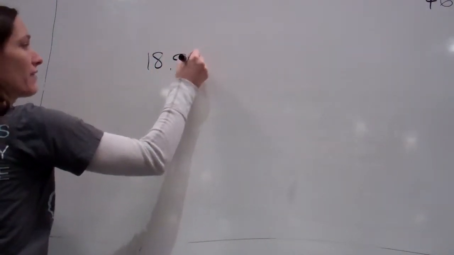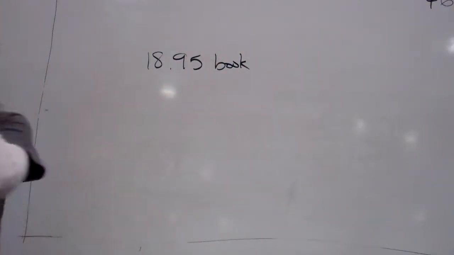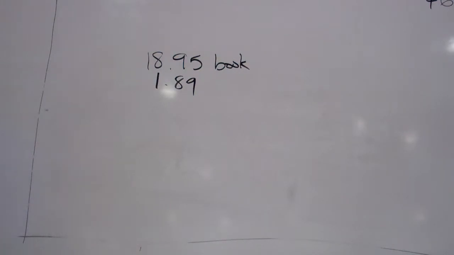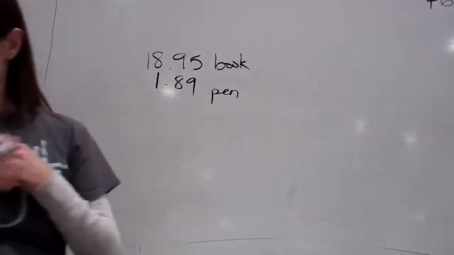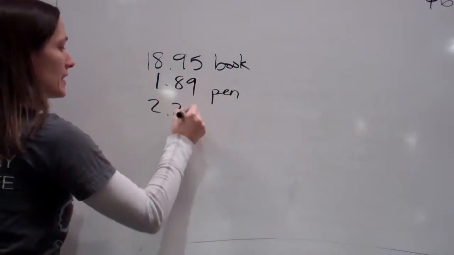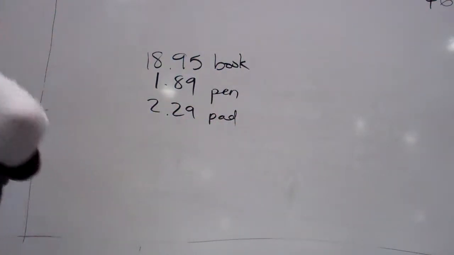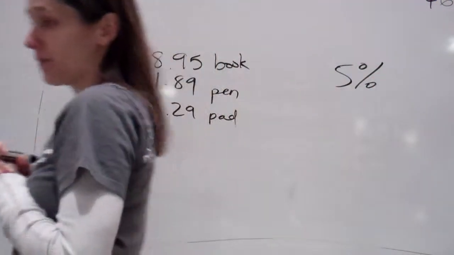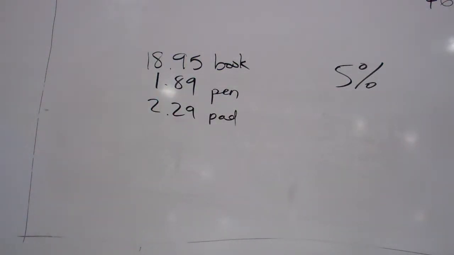Okay? So listen, it says find the total price, including tax, of an $18.95 book, it's an expensive one, a $1.89 pen, and a $2.29 notepad. Are we doing Kentucky? When the tax is 5%. Now, what am I going to do to try to find out what total price I paid at Walmart for these three things?